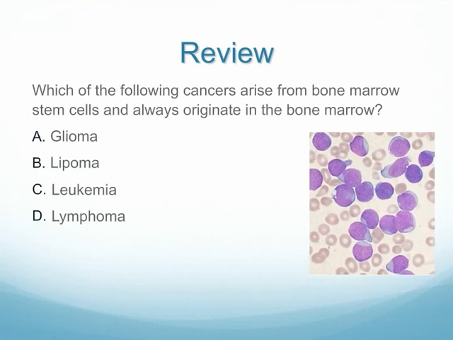Next, which of the following cancers arise from bone marrow stem cells and always originate in the bone marrow? Is it a glioma, lipoma, leukemia, or lymphoma? Correct answer is it's a leukemia that always originates in the bone marrow, and arises from bone marrow stem cells.